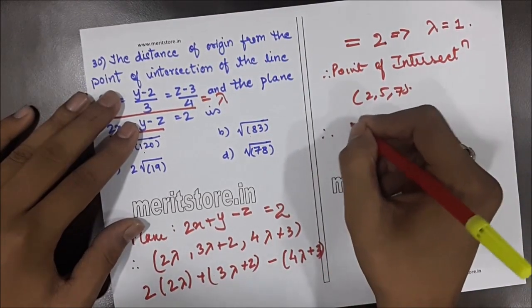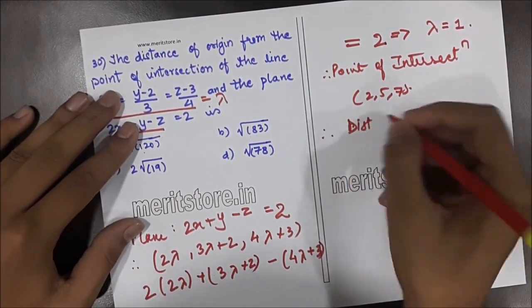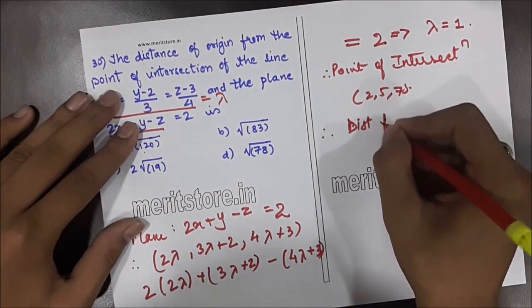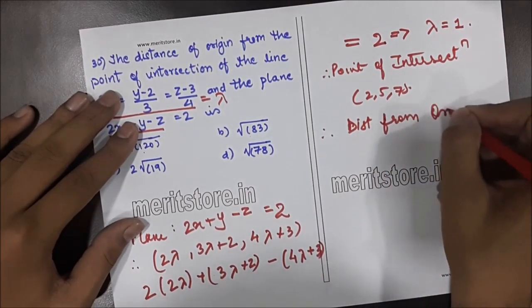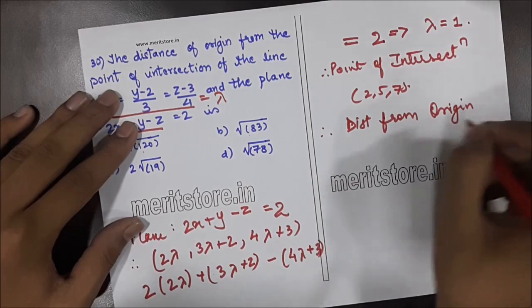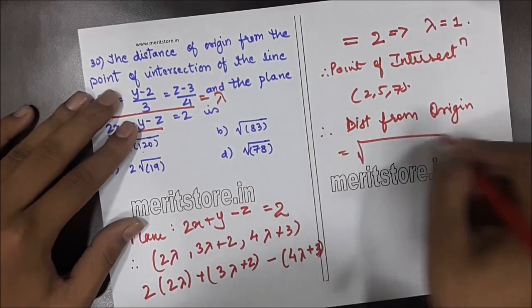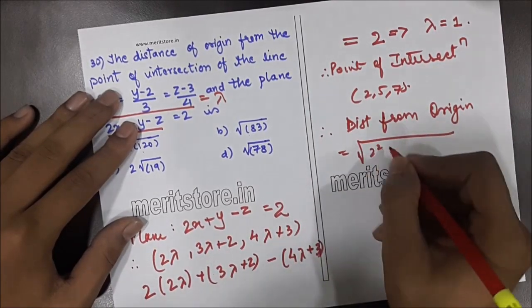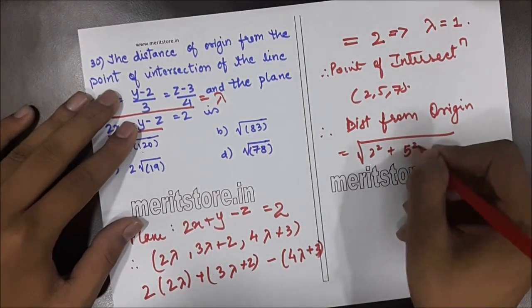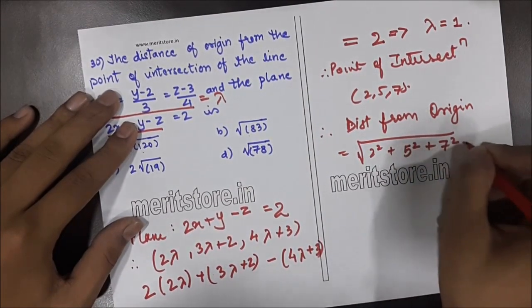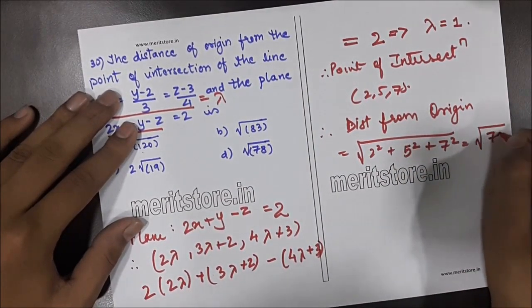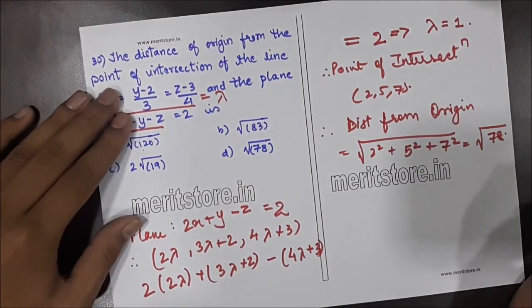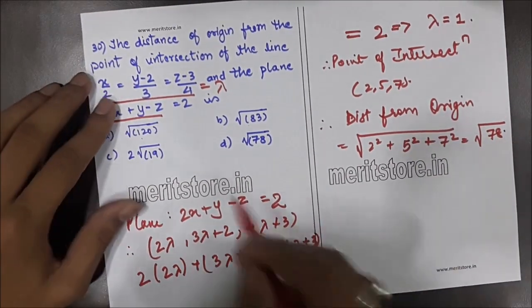Therefore, the distance from the origin can be given by the formula 2 square plus 5 square plus 7 square, which is equal to root of 78. So the correct option is option D.